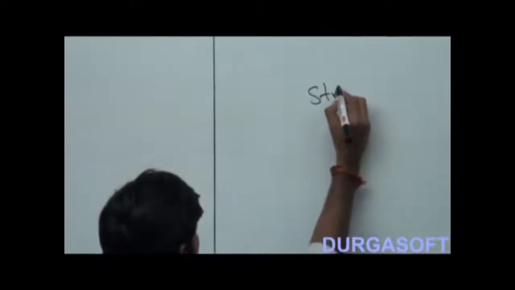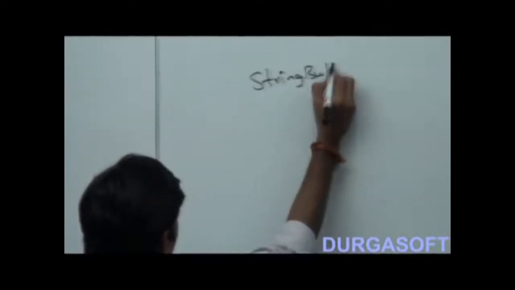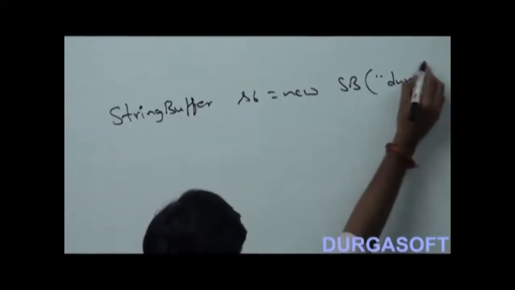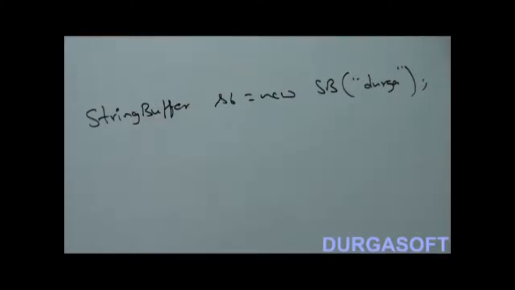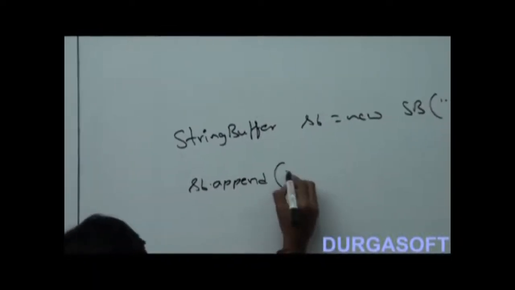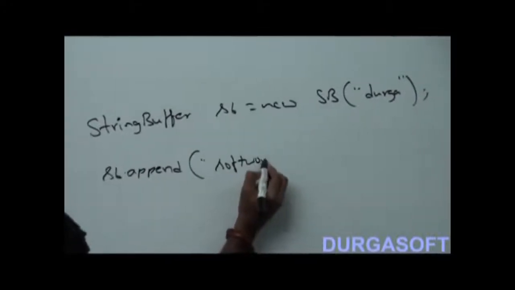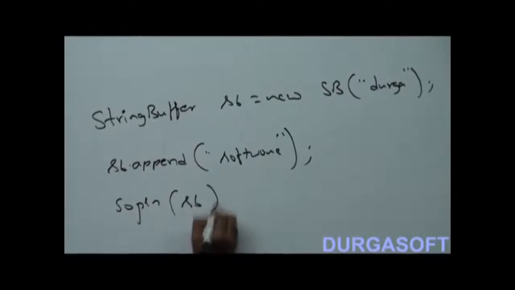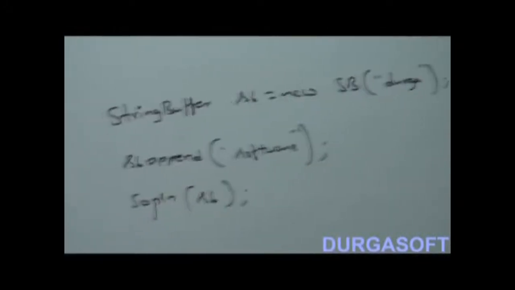The same thing I can take with a string buffer: StringBuffer sb = new StringBuffer("Durga"); then sb.append("software"); and System.out.println(sb). Can you tell what is the answer in the first case and what is the answer in the second case?